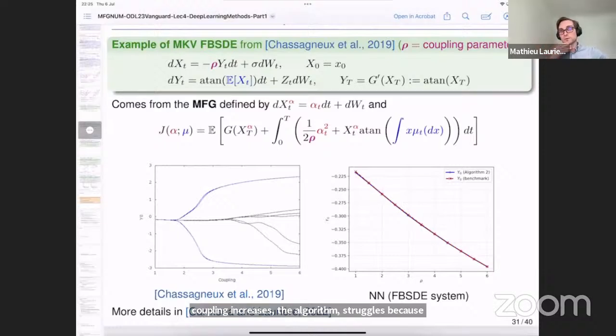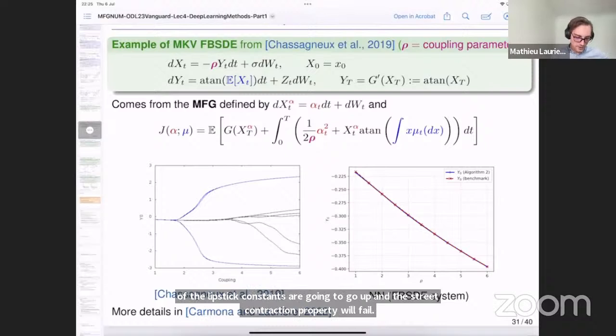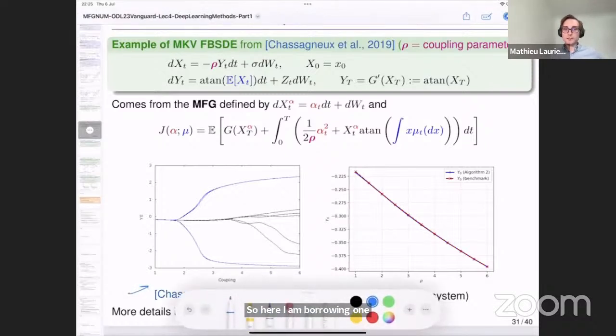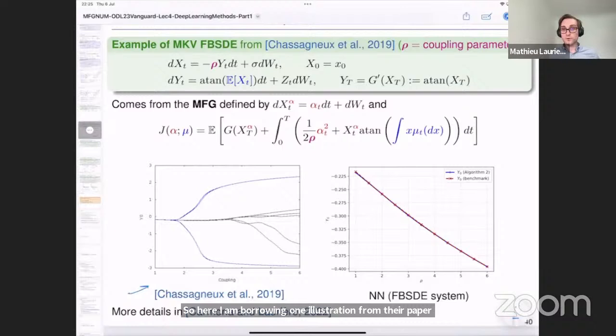And this is related to the Lipschitz constant I was describing earlier in some sense. When the coupling is very strong, some of the Lipschitz constants are going to go up and the strict contraction property will fail. So here I am borrowing one illustration from their paper because I think it's really a nice benchmark for methods for FBSDEs of McKean-Vlasov type. And their methods work very well. But when rho becomes larger, the fixed point iterations fail.